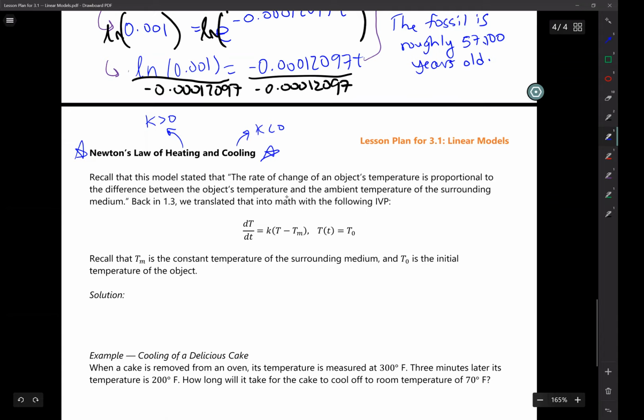This is what it says in words. It says the rate of change in an object's temperature is proportional to the difference between the object's temperature and the ambient temperature of the surrounding medium. In math, this is what we came up with back in 1.3. Oh, this is a typo. This should say zero. I'm sorry. That's the initial condition. My bad. That's a typo.